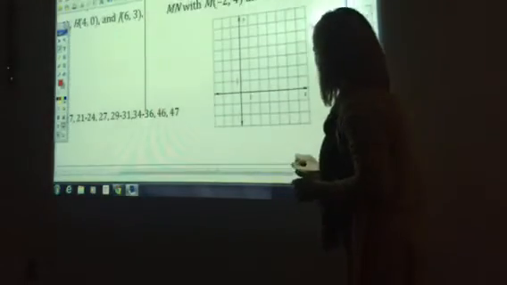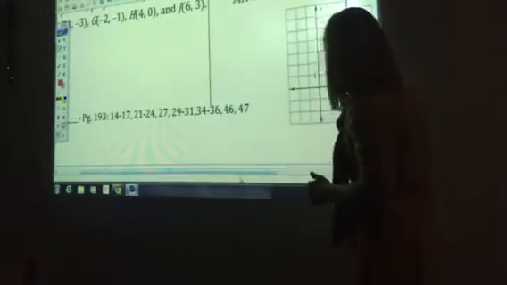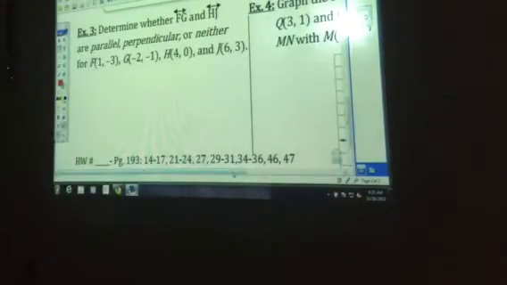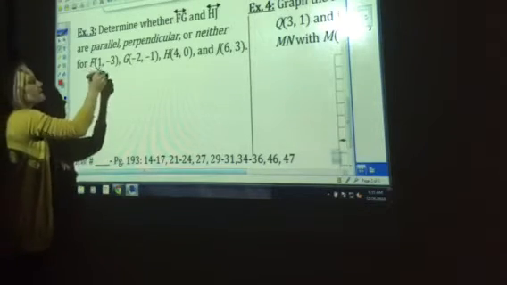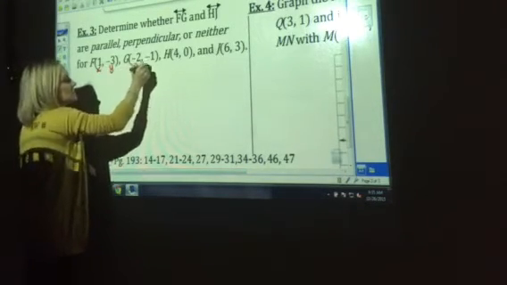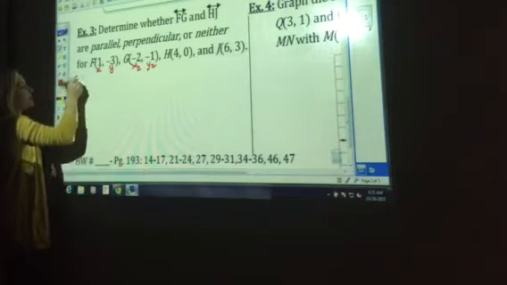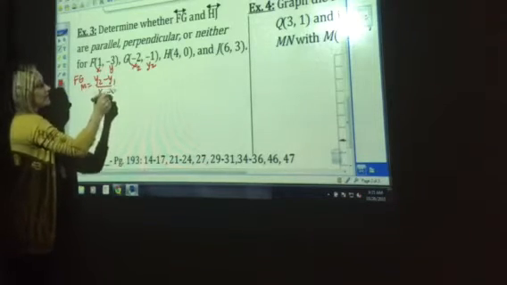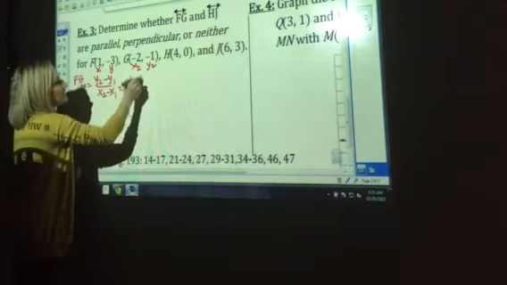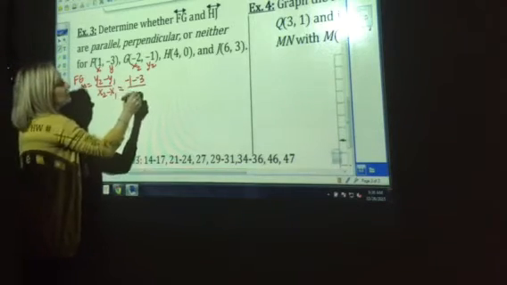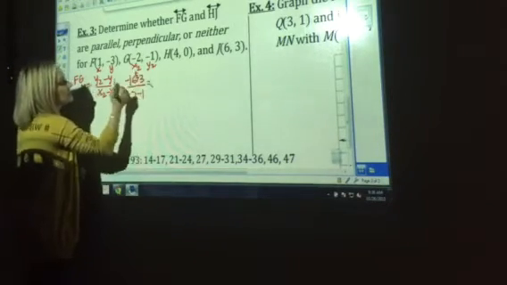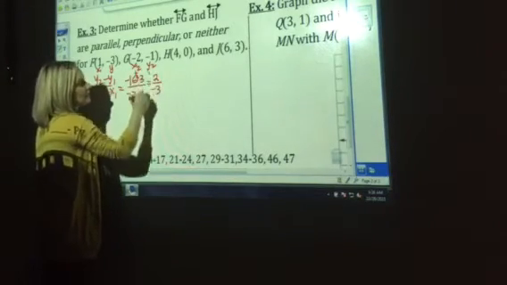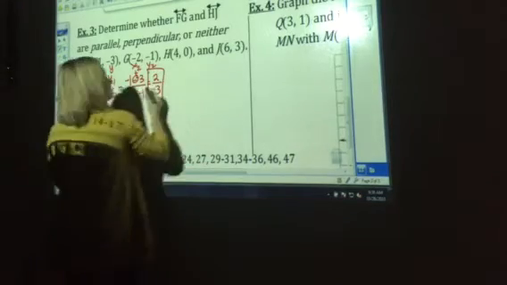So if I go ahead and look down here, it says to determine whether line FG and HJ are parallel, perpendicular, or neither. So again, to do that, you have to find the slopes because your slopes tell you both of that. So for FG, our slope is going to be y2 minus y1 over x2 minus x1. So we have -1 minus -3 over -2 minus 1. These two become positive. -1 plus 3 is a +2 over -3 is our slope for FG.